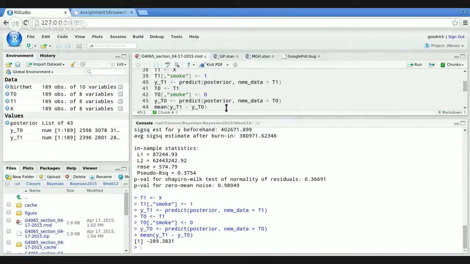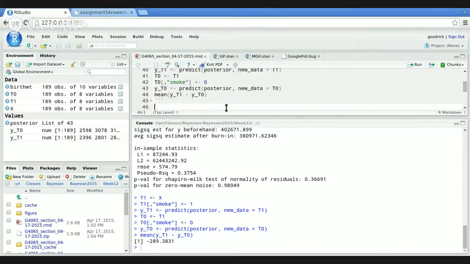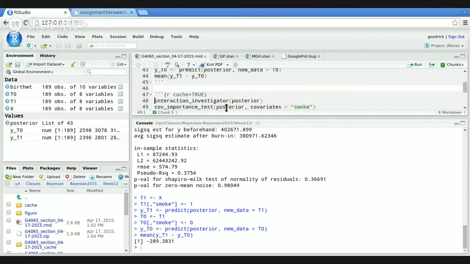So that's how we would use BART, which is ultimately just geared for predictions. But if we can do predictions under counterfactuals, then we can use it for, we can do some other cool things with this, like the interaction investigator.